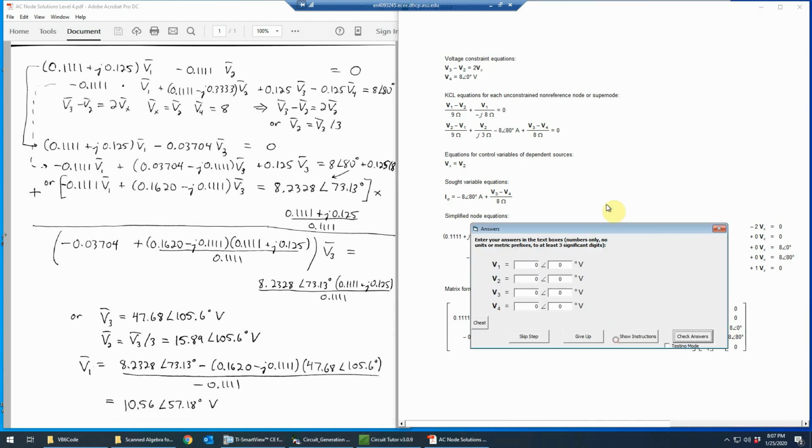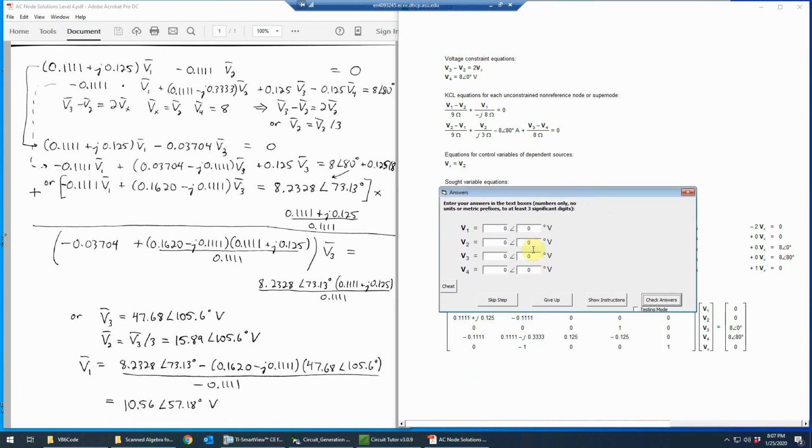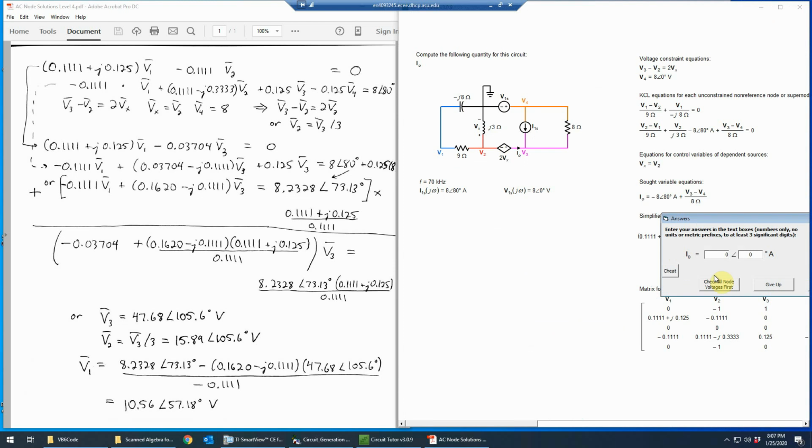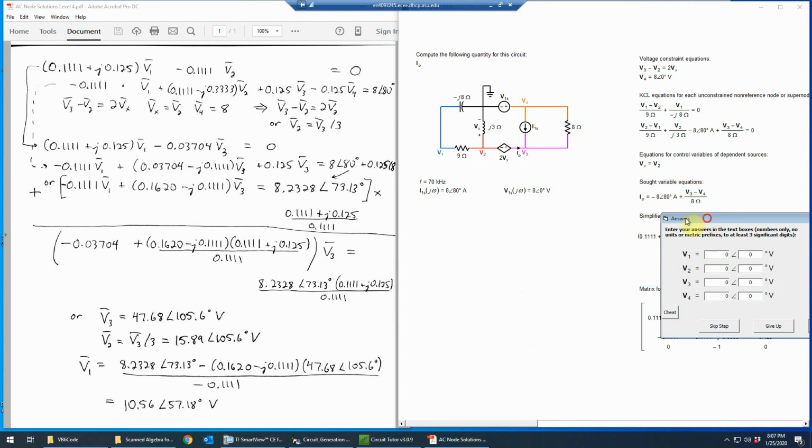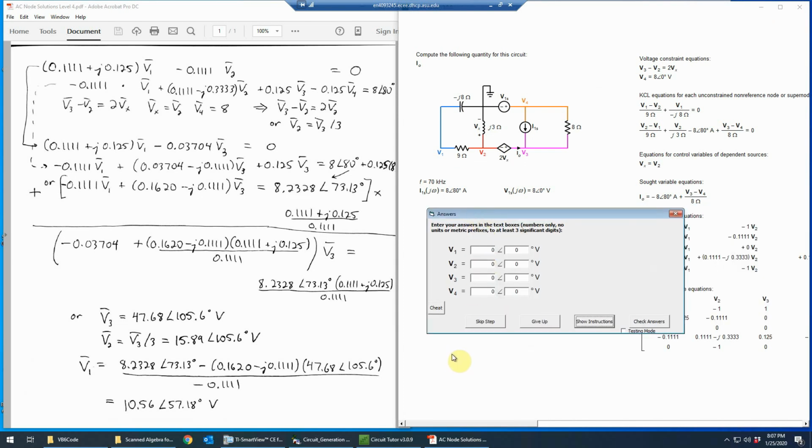And so now we'll just enter those values into the Circuit Tutor interface here. And by the way, I could, if I wished, skip the step of actually entering all these numbers and just go straight to enter the sought variable value. And that's possible to always do that. But I'm just going to go back and check the node voltages first. That way, if there's a mistake, it'll be easier for me to catch the mistake, I think.